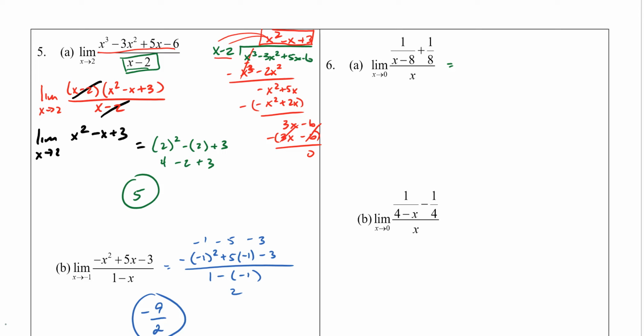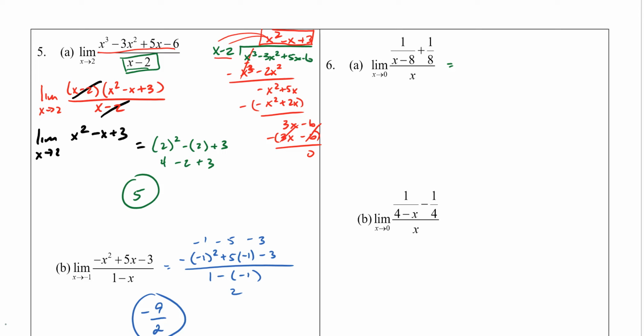Alright, so number 6. Once again, we cannot just use direct substitution because we get an undefined value. But we have a complex fraction here, so we're going to start by simplifying the numerator. We're going to do some cross multiplication. So I'm going to multiply the left-hand fraction by 8.